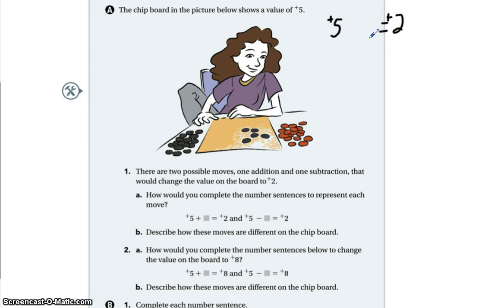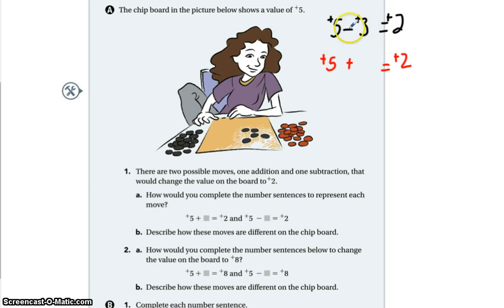Well, the first idea that pops into my head after being trained in subtraction for several years is that I could just simply take away or subtract a positive 3, because I know that the difference between the 5 and the 2 is 3, and therefore in order to get from a larger positive number to a smaller positive number, I would need to subtract the difference between those. All right, so that's the first way. Well, the second way would be to involve addition of some sort. So we're going to put an addition sign in here, and then equals positive 2.